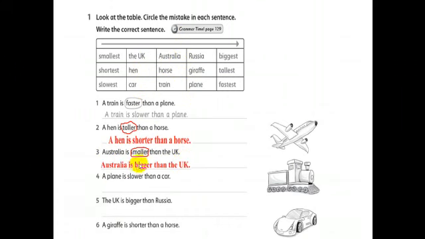Excellent. Here we have a comparative between Australia and the UK. So we double G and we add ER, then we put than. Number 4, a plane is slower than a car. So slower is incorrect. Circle slower, please. A plane is faster than a car. Yes, excellent. Number 5. The UK is bigger than Russia. Incorrect. Circle bigger, please. Russia is the biggest country.